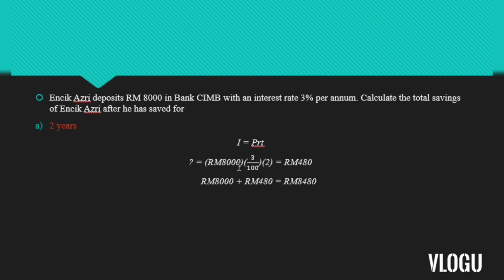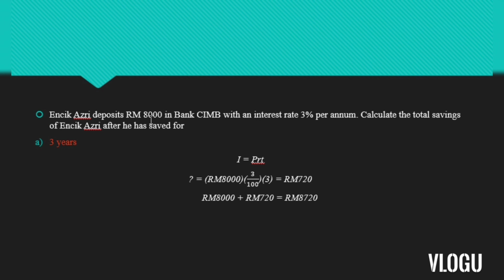So 8,000 for the principal plus 480 interest. So we will get 8,480 for the total savings of Encik Azri after he has saved for 2 years.